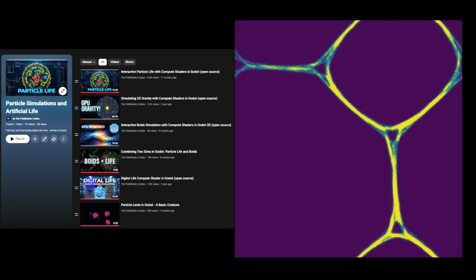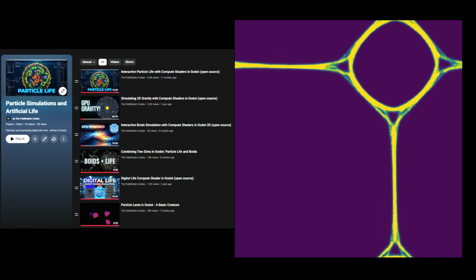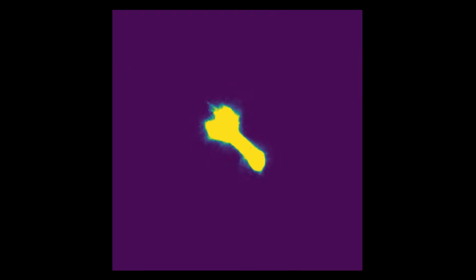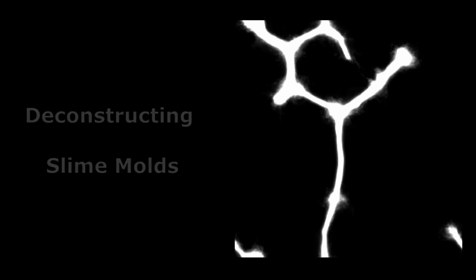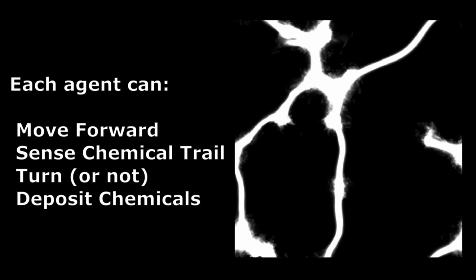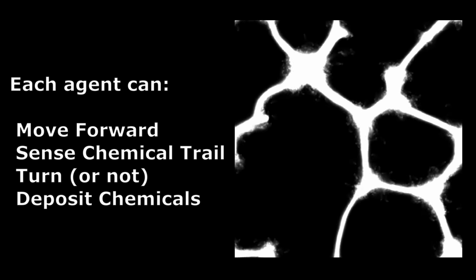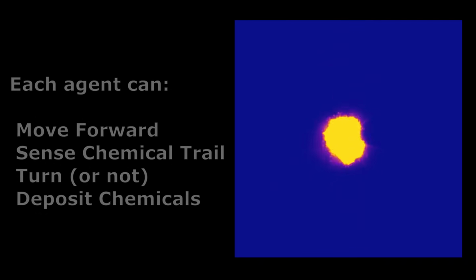Unlike some of the other sims I've done on the channel, where particles interact directly with one another, these slime mold agents work differently by interacting through their environment and don't really sense each other directly. So in this model, each particle can only do a few things. It can move forward, it can sense a chemical trail, it can decide to turn left or right or keep going straight before moving, and it leaves behind some chemicals in the trail after it moves.